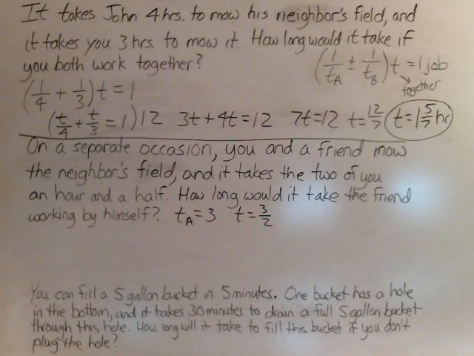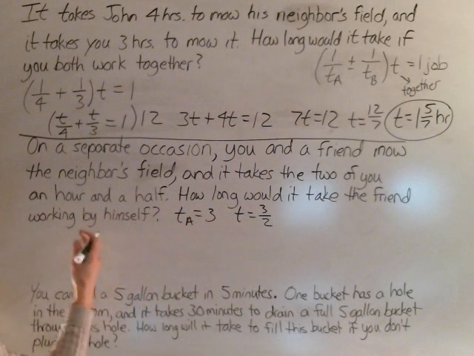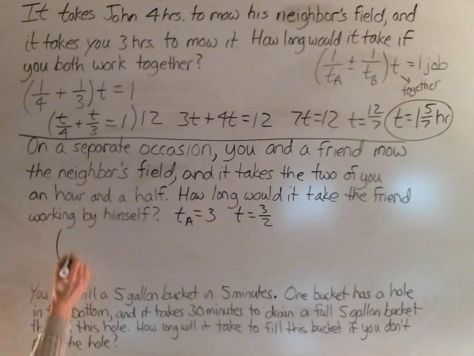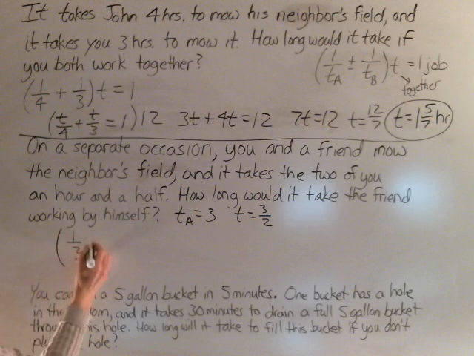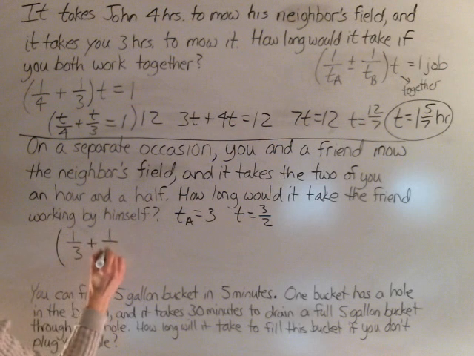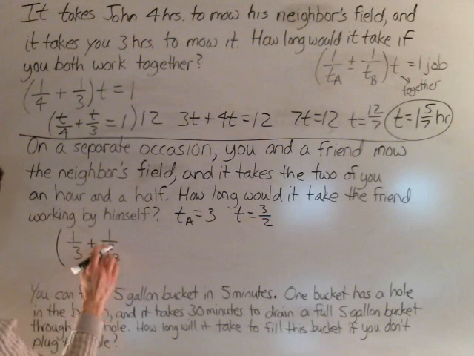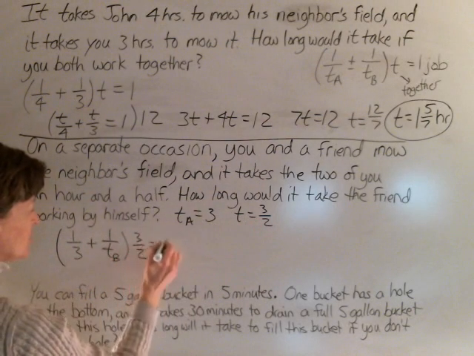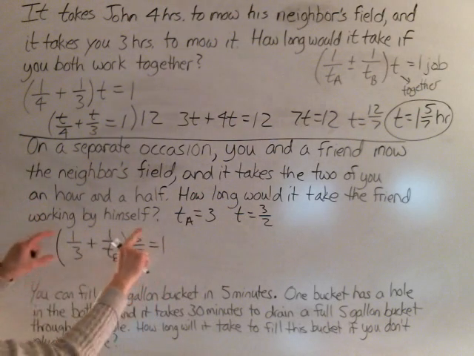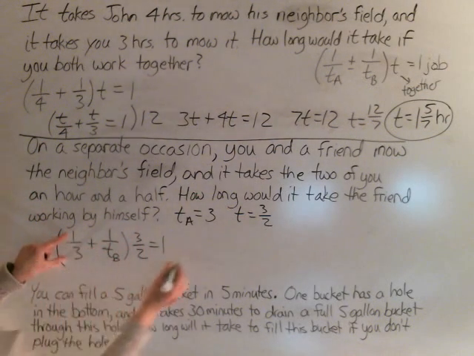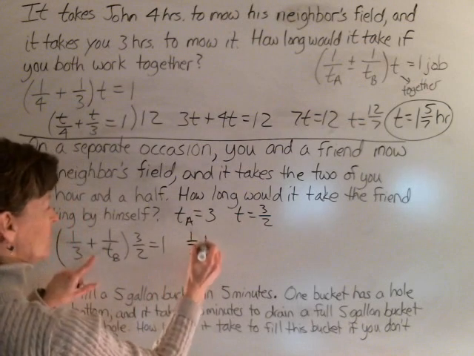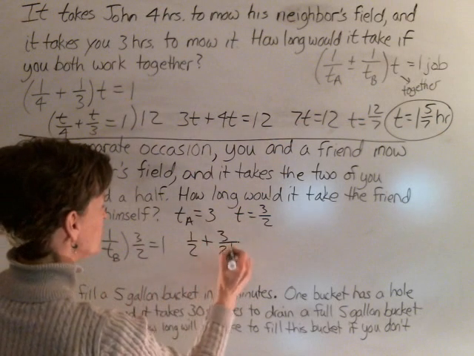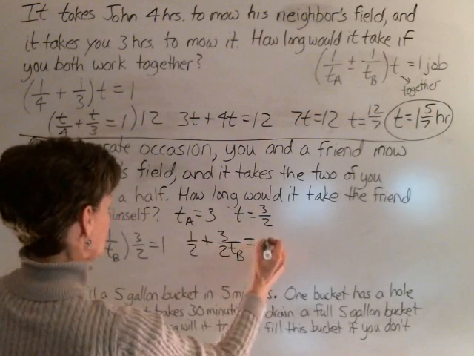Now this is hours and this is hours, so I'm going to leave those without the units, but they're the same, and you have to make sure that the units are the same. So when I put these in my formula, then I've got 1 over 3 plus 1 over TB. We don't know what that person's time is, times the time it takes together, 3/2 equals 1 job. Well, when I multiply 3/2 times 1 over 3, the 3's cancel and I get 1/2. So I've got 1/2 plus, and then I multiply 3/2 times 1 over TB, and I get 3 over 2 TB, and then that equals 1.